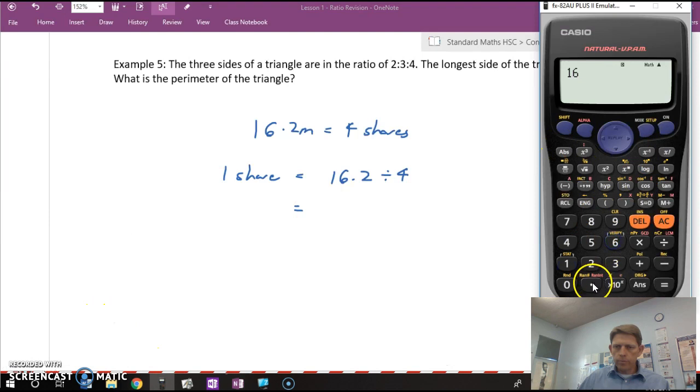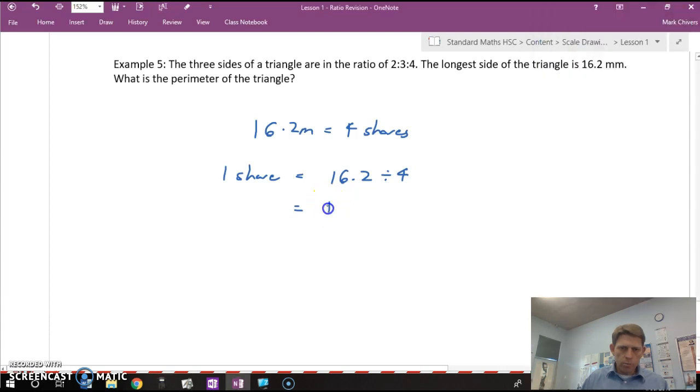16.2 divided by 4, and we get 4.05. So that's how much 1 share is worth. Now there's another way we can do this. We can say, well, if 1 share is worth 4.05, I've got 2 shares plus 3 shares plus 4 shares. So 2 plus 3 is 5 plus 4 is 9. So 9 shares is going to be everything all added up. We could do it the other way and work out what 2 shares is and what 3 shares is and what 4 shares is and add them together.